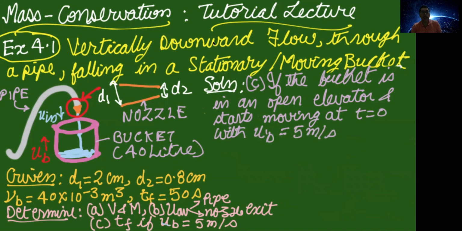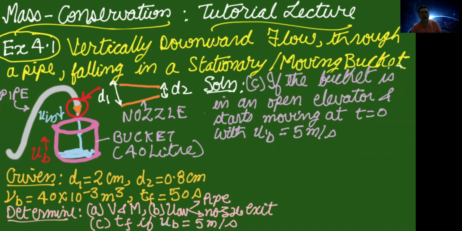Now in part C, in parts A and B, we have considered the bucket as stationary. In part C, we consider the bucket moving upward. So in this case, this problem corresponds to a moving control volume. In this problem, we have to obtain the total filling time. We will take a control volume inside the bucket, and since the bucket is moving upward, the control volume is also moving upward.